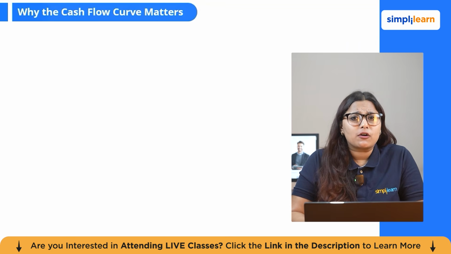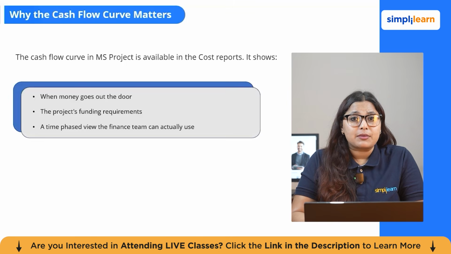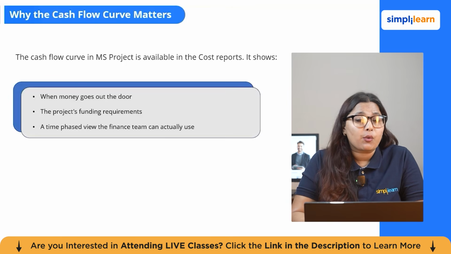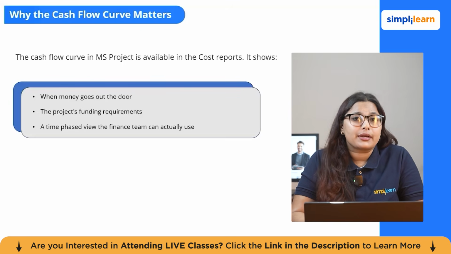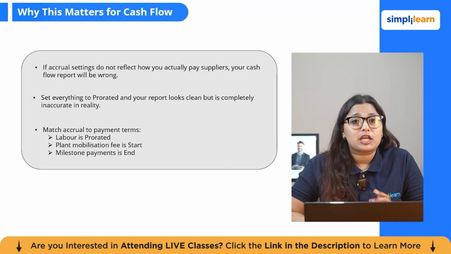The cash flow curve in MS Project is available in the cost report. This one is the most useful output for construction project managers. It shows the finance team when money goes out of the door, which determines the project funding requirements. Getting the accrual settings right is what makes that curve accurate. Now let's see why this matters for cash flow.